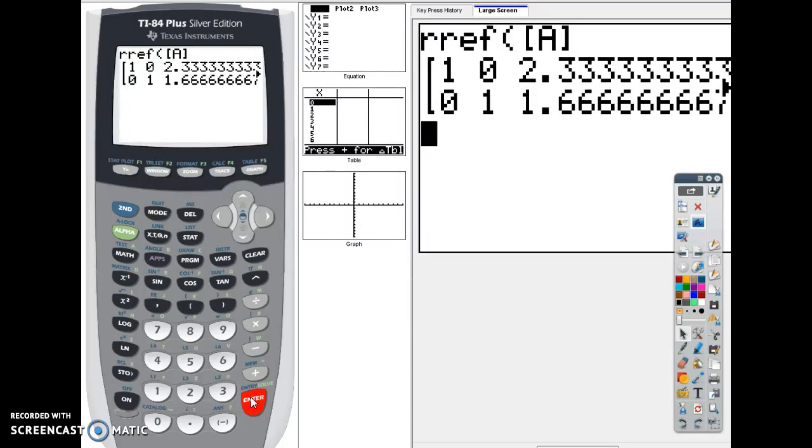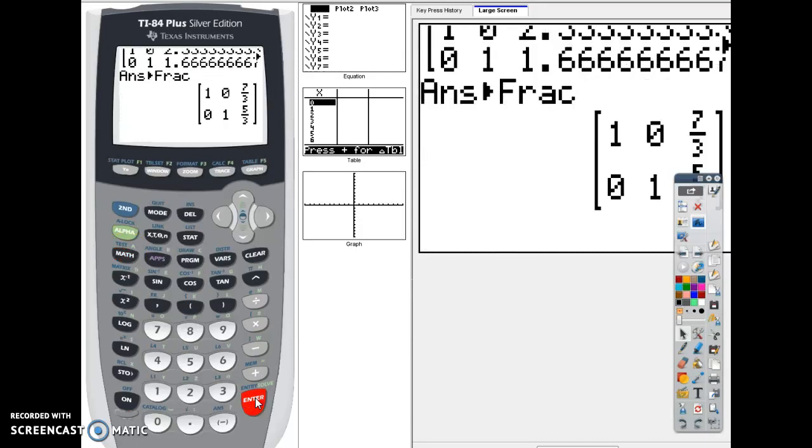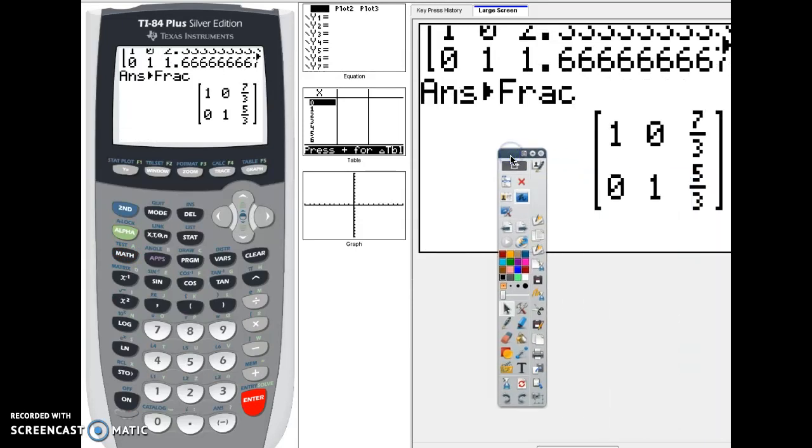Okay? If you didn't get this, you need to rewind and do it again. Okay, now we got these long decimals, so all you have to do is press math, enter, enter, and it changes it to a fraction. So here goes. This means that we have one solution, and this is our solution. This is our x, this is our y.